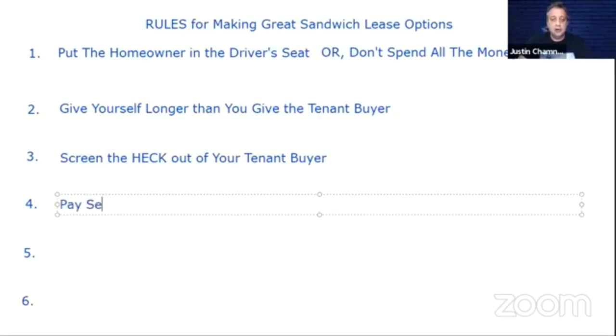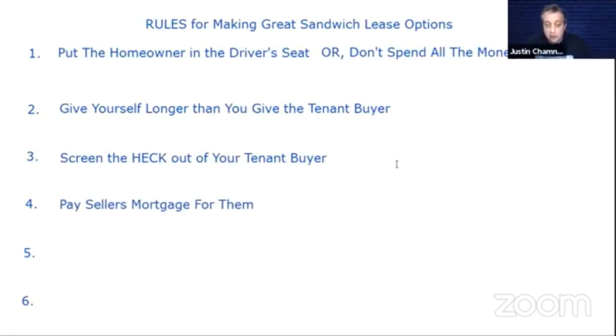Okay, rule number four. Pay the seller's mortgage for them. What do I mean when I say that? Somebody tell me. Whether the house has got it, whether you're receiving money or not, you got to keep up your end of the deal. Yeah. How do I know that? How do I know that seller is not pocketing all that money I send him every month and not paying the mortgage with it? And this house is going to go into foreclosure and then the bank is going to get it back. And then guess what? I'm liable for a lawsuit now on this option fee I took.